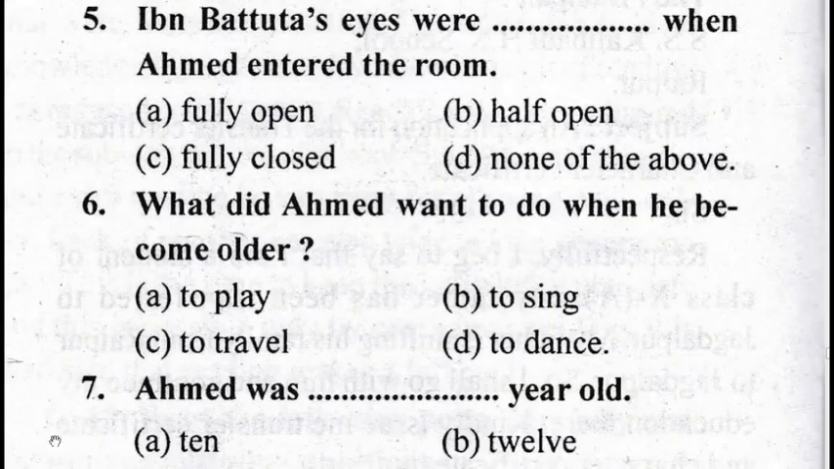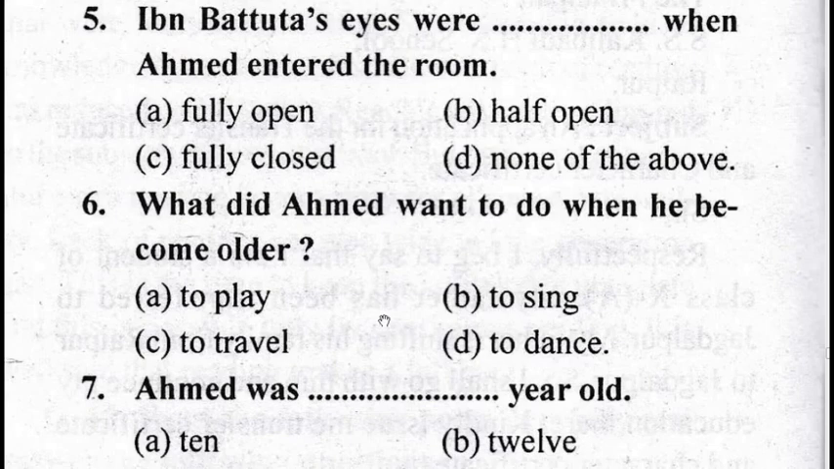Next. Now question number 5. Ibn Battuta's eyes were dash when Ahmed entered the room. Here, A. Fully open. B. Half open. C. Fully closed. D. None of the above. So here the correct answer is option number B, half open.